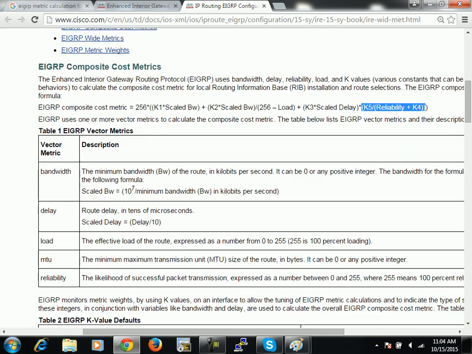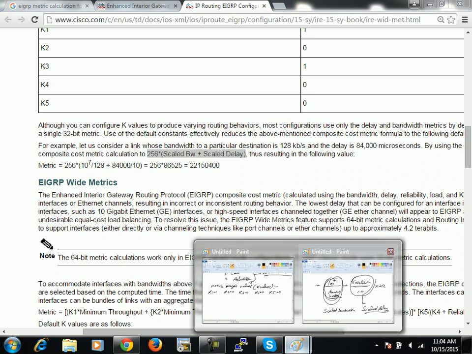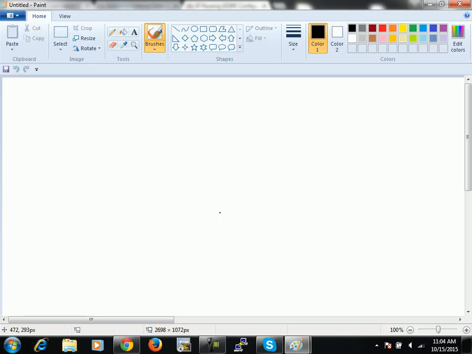Fine. So finally your formula is this one: 256 multiplied by scaled bandwidth plus scaled delay. That's the original formula. That's the default formula of EIGRP actually. So now it's really simple to calculate metric.